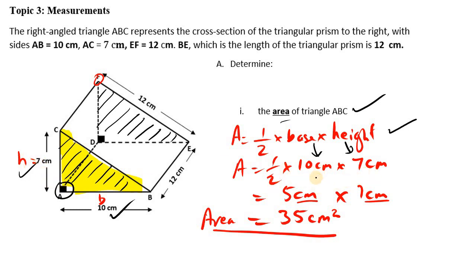And now half of 10 is 5 centimeters. And 5 centimeters times the height, 7 centimeters, is going to be 35, because 5 times 7 is 35. And centimeters times centimeters gives us centimeters squared.